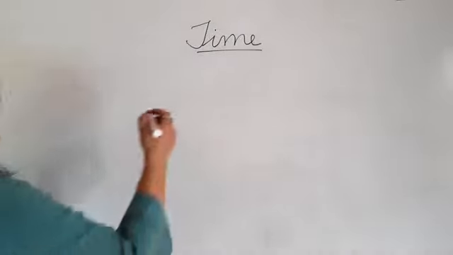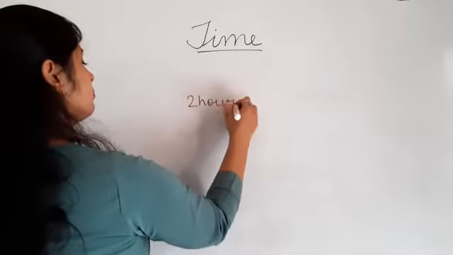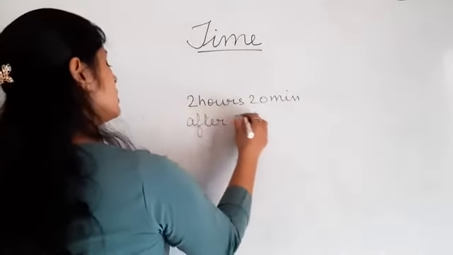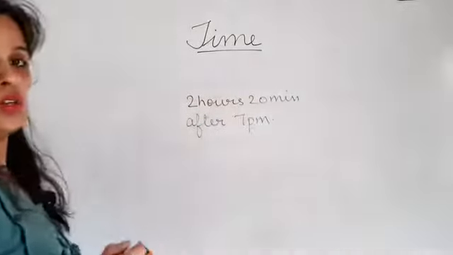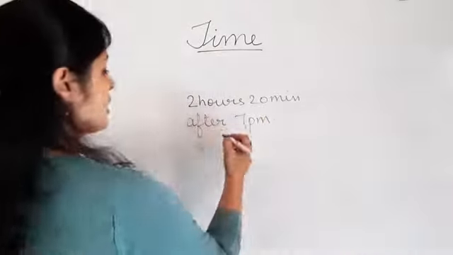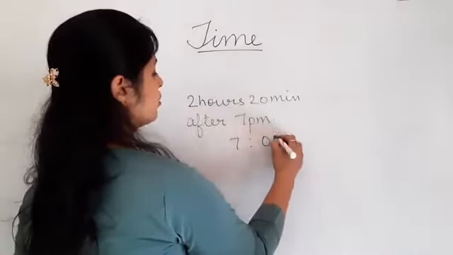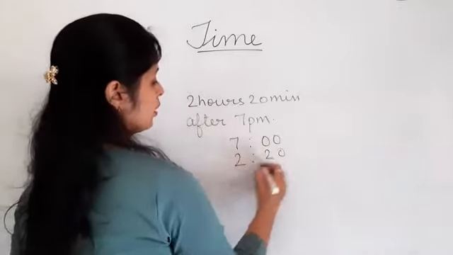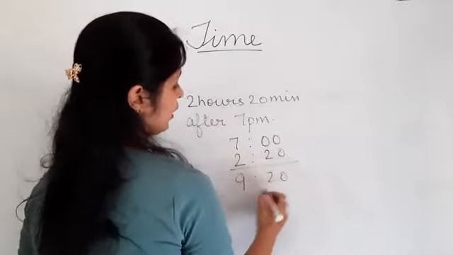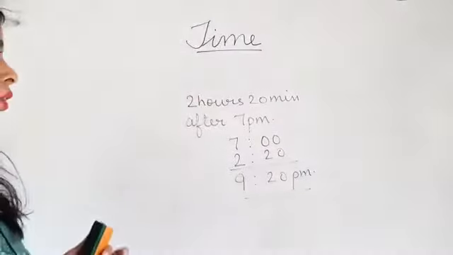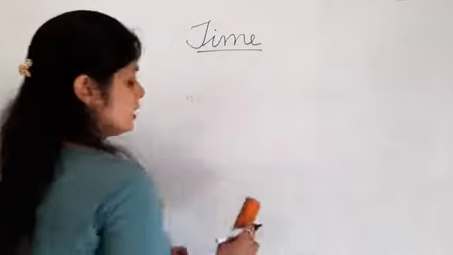If I said 2 hours 20 minutes after 7 PM, very simple. First of all, 7 PM can be written as 7:00. This is hours and this is minutes. Now add 2:20. So what we'll get? 9:20. So 9:20 PM is your answer. So this is how we can convert time.